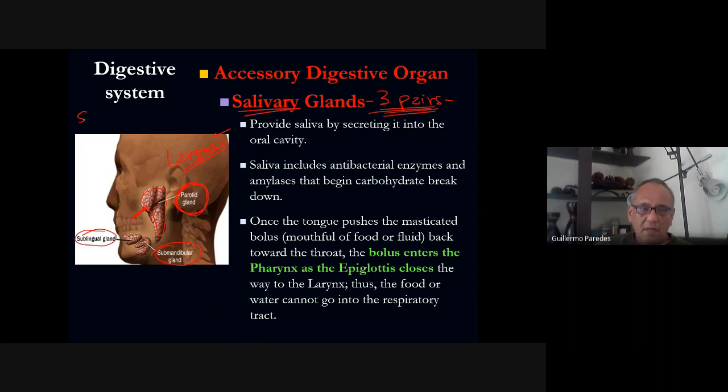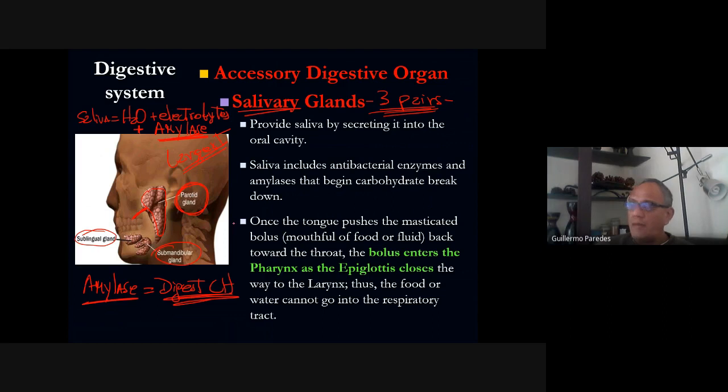What is the content of the saliva? Saliva is going to contain water, electrolytes, sodium, potassium, chloride, magnesium, and amylase. Amylase is going to digest carbohydrates. That is the function of the amylase, okay? Water can produce hydrolysis of the carbohydrates. They're going to break down the carbohydrates as well, all right?